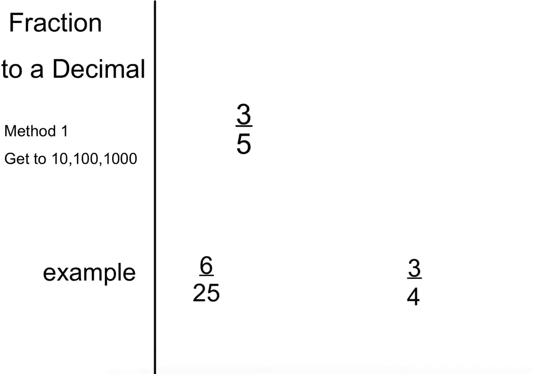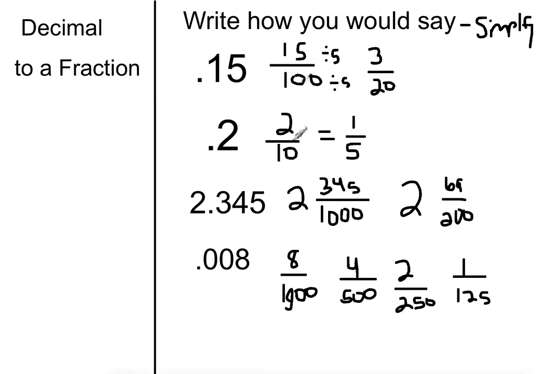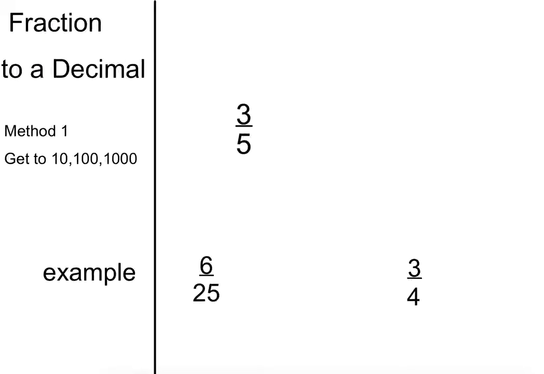So let's go the opposite way. How do I go from a fraction to a decimal? There are 2 different methods for this. One is, if you noticed all these bottoms are tens, hundreds, thousandths, so let's get the bottom to be that. Let's make an equivalent fraction. How did I go from 5 to 10? I multiplied by 2, so this would be 6 tenths as a fraction, which as a decimal is 0.6.